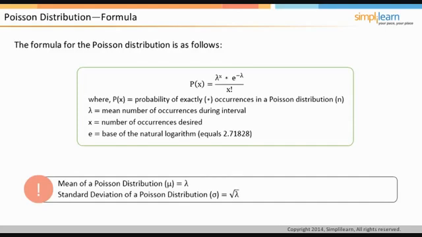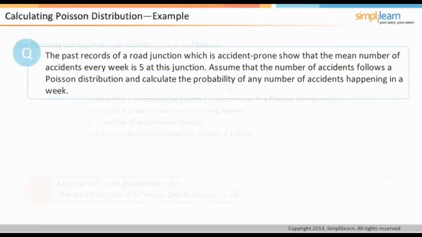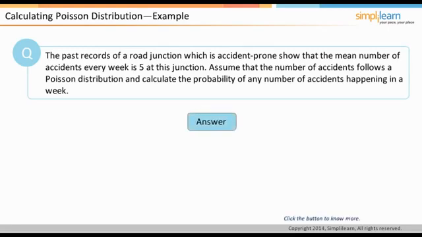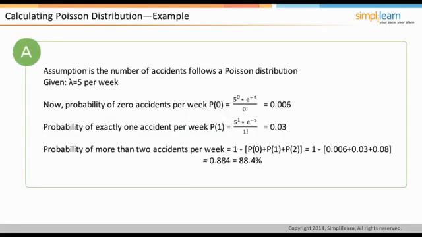Let us look at an example to calculate Poisson distribution in the next screen. The past records of a road junction which is accident-prone show a mean number of 5 accidents per week at this junction. Assume that the number of accidents follows a Poisson distribution and calculate the probability of any number of accidents happening in a week. Click the button to know the answer.